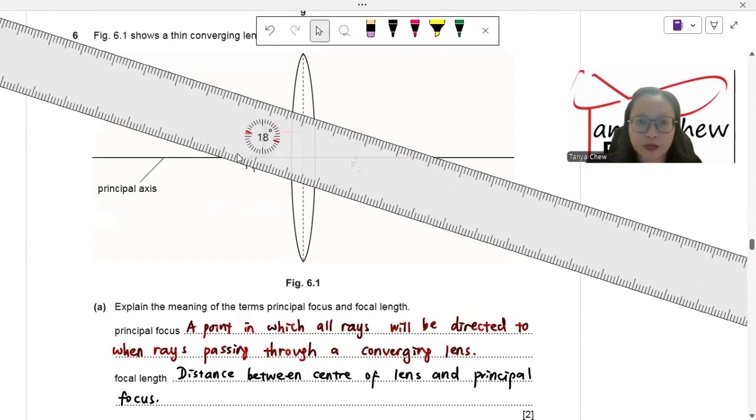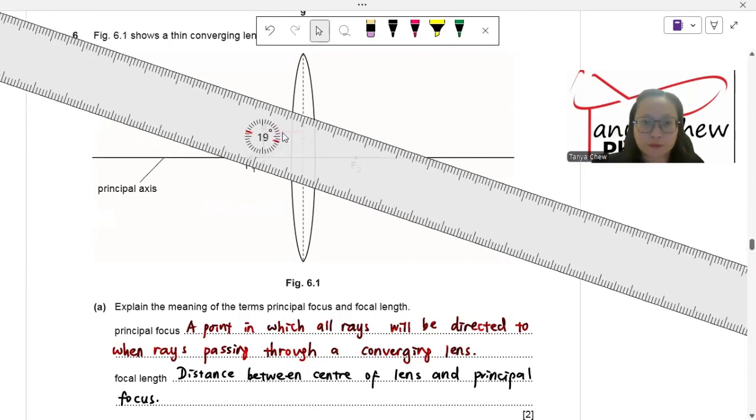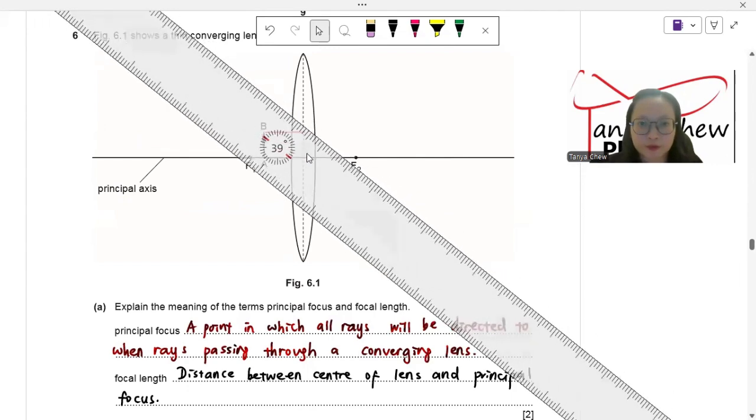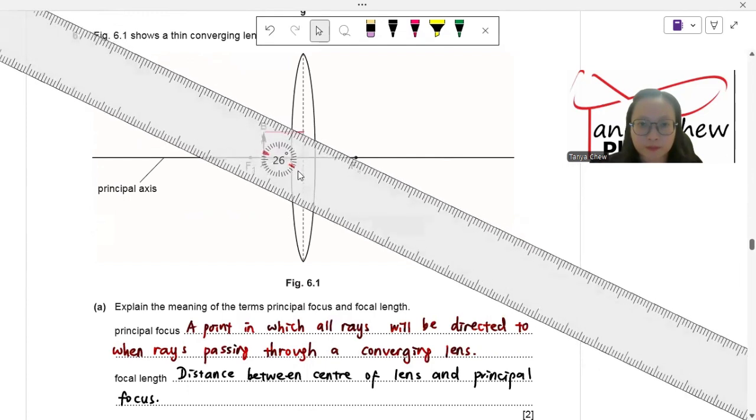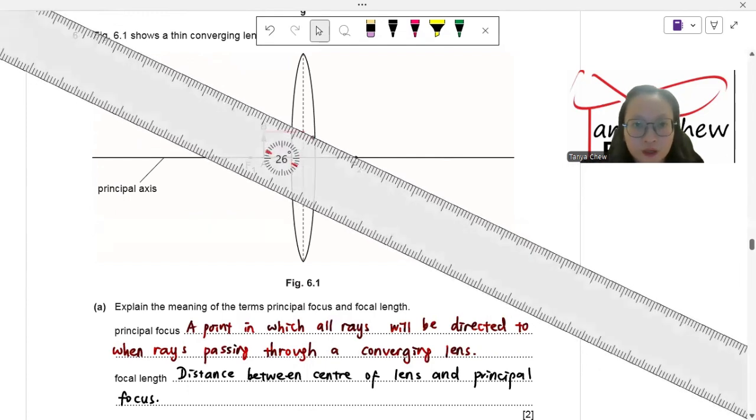So how do I draw it? Okay, make sure that my ruler... Okay, where's my principal focus? It is here. For a magnifying glass, you have to bear in mind the image will be formed in front of the lens, which is at the same side as the object. So that is why I draw a dotted line here, because image formed in front of the lens must be a virtual image for lens. So you have to remember that.